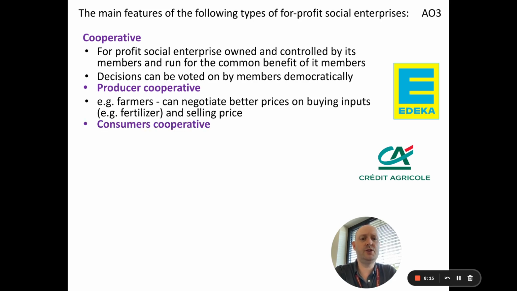There are also consumer cooperatives. These are less common, but they do exist. And historically in France, Crédit Agricole, agricole here refers to agriculture. So this is another example where farmers, historically this was run for the benefit of the farmers, but here the farmers were the consumer because they were buying from this business. Now, Crédit Agricole is a bank. And the farmers were borrowing money. So in that situation, the farmers were the consumers.